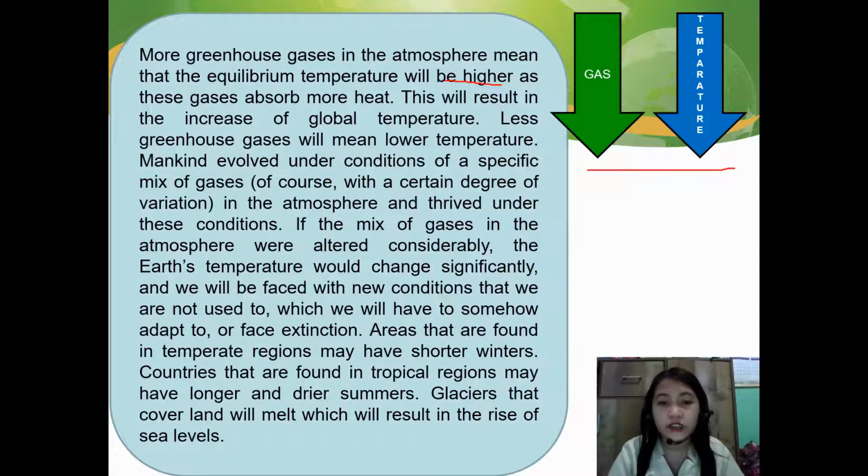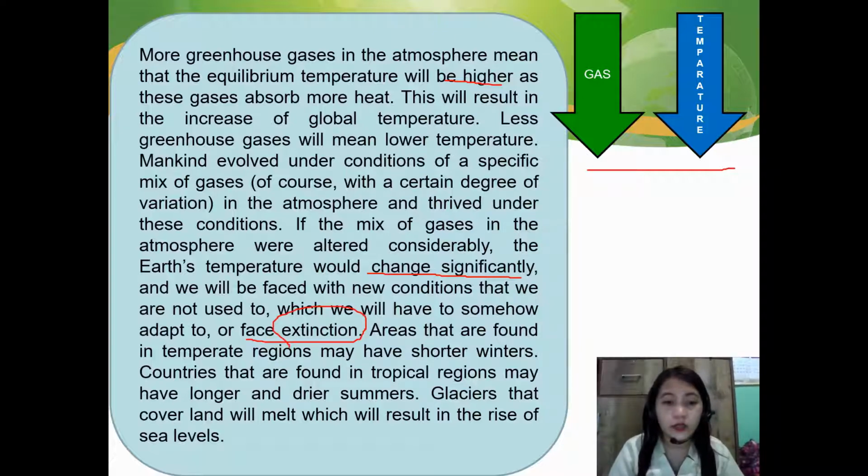Mankind evolved under conditions of a specific mix of gases in the atmosphere and thrived under these conditions. If the mix of gases in the atmosphere were altered considerably, the Earth's temperature would change significantly, and we will be faced with new conditions that we are not used to, which we'll have to somehow adapt to, or, sad to say, we will face extinction. I hope it will not happen.